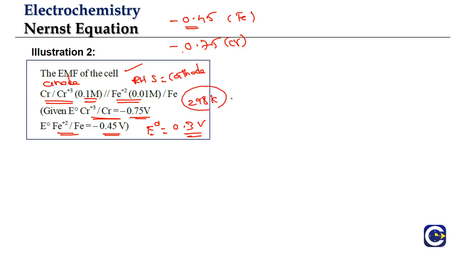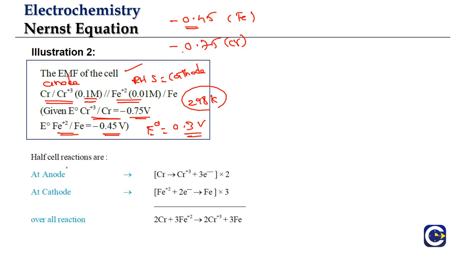First we will write the cell equation, because in the formula we get the reaction quotient Q, and Q we can only know when we know the cell equation. Let us see the cell equation. At the anode, the chromium atoms will undergo oxidation to form Cr3 plus ions, so 3 electrons will be exchanged. Whereas at the cathode, Fe2 plus is becoming Fe, so only 2 electrons are exchanged.